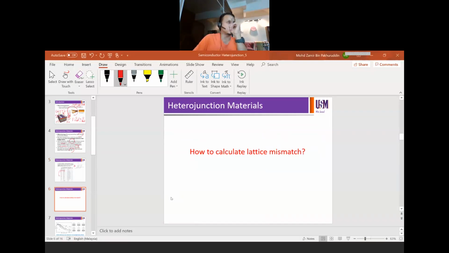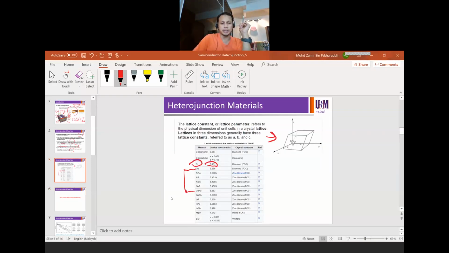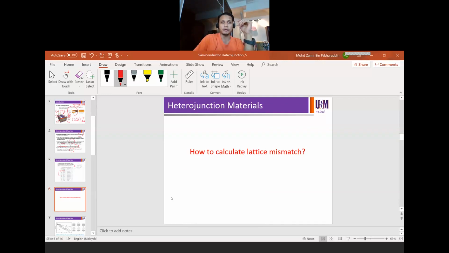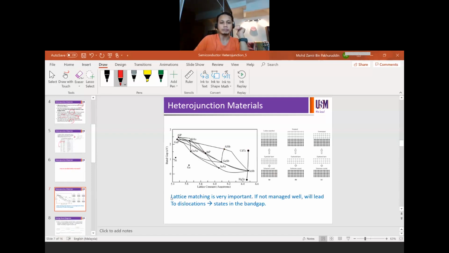So if you're talking about germanium and gallium arsenide, you need to extract the lattice constant from the given table. Then you have to see the difference between those two materials, A minus B over material A, then make it a percentage, and then you're going to have your lattice mismatch, right? So how do we decide whether the material that we're going to deposit on the underlying material is well matched or not?